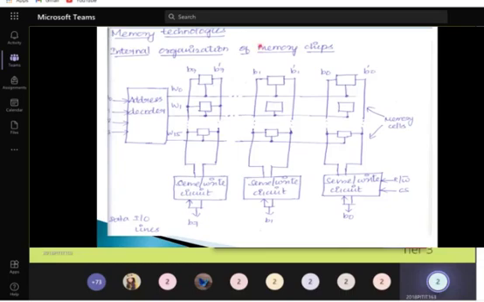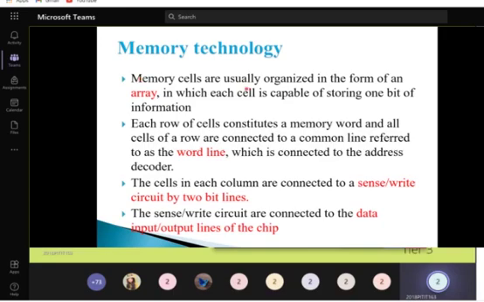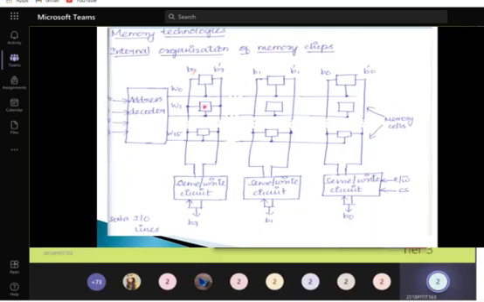So memory technology is concerned with how the internal organization of the memory chips is placed, how these memory chips are organized. These we refer to as cells. Memory cells are usually organized in the form of an array. See here, memory cells are arranged in the form of an array, one after another.